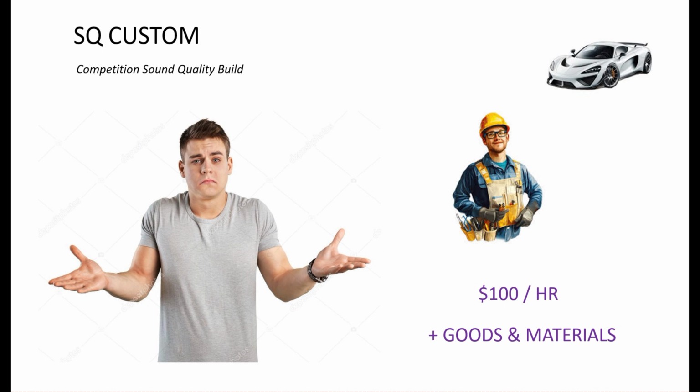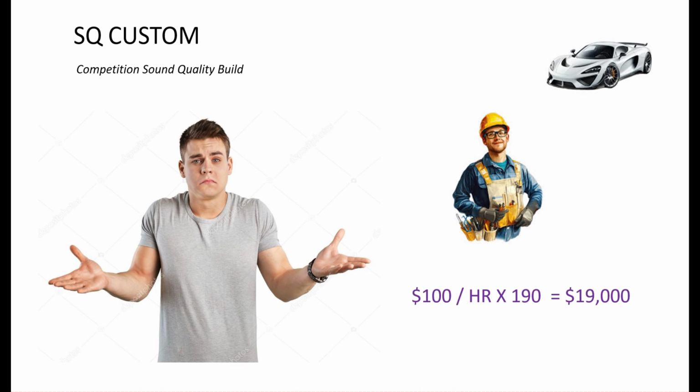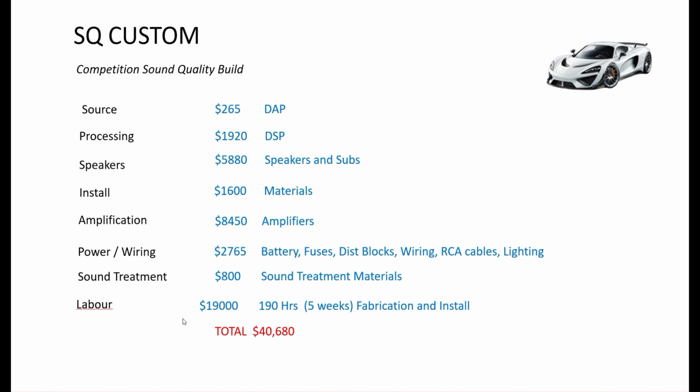So what would happen if we wanted to outsource the work to a shop, if we just wanted to walk in and say, hey, build me an SQ system? Well, as we said, we've got about 400 hours worth of work. So a shop is probably going to do it in about half the time. So let's work on 190 hours. That would be $19,000 worth of labor at $100 an hour, right? And so that would push our total up from $21,000 to $40,000.